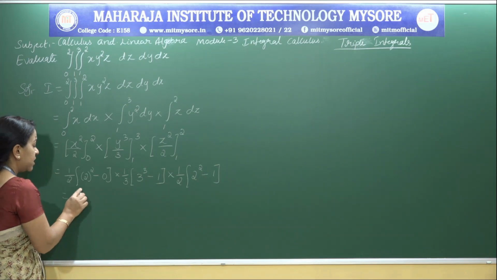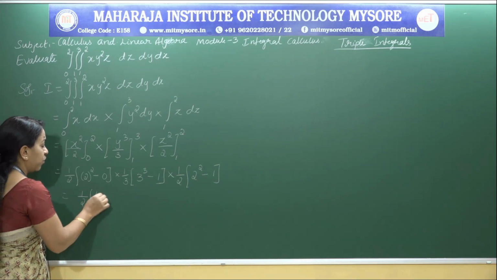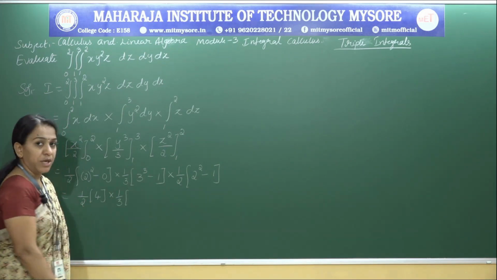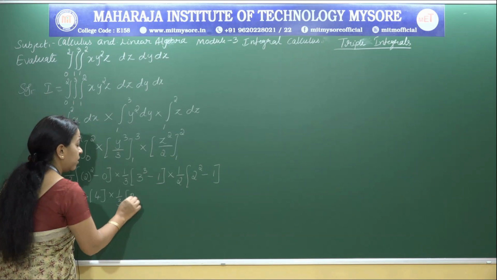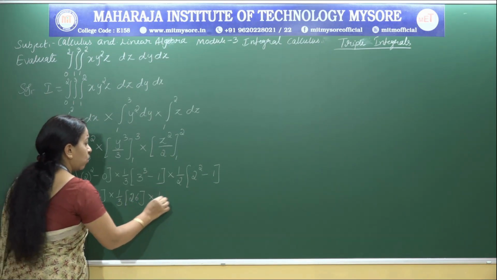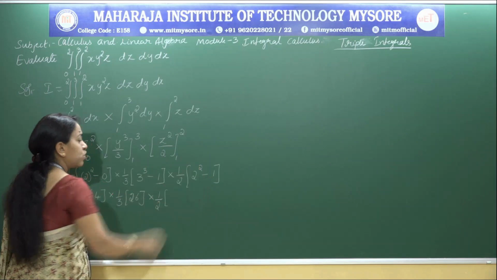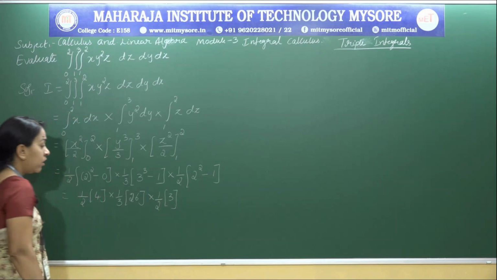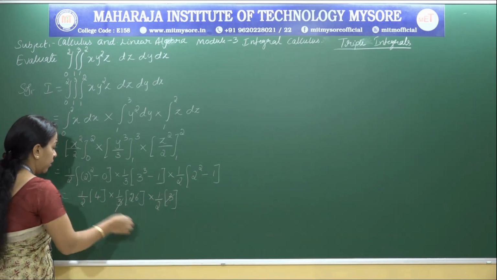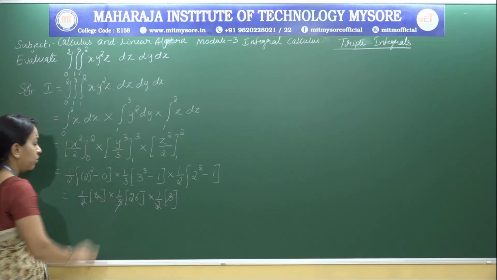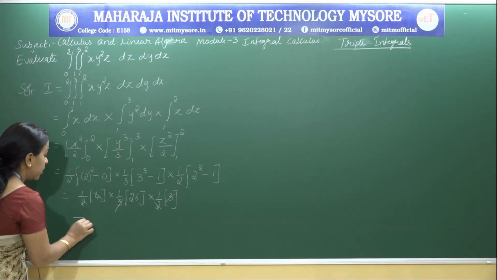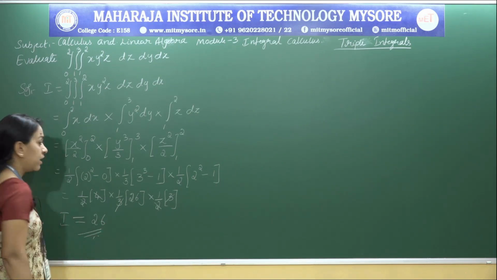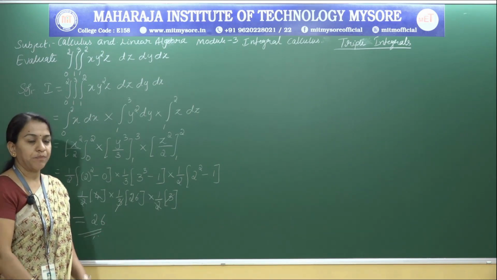Now if I simplify this, we have 1 by 2 times 4, into 1 by 3 into 3 cube is 27; 27 minus 1 is 26, into 1 by 2 into 2 square is 4; 4 minus 1 is 3. So I can cancel 3, and also the 2 into 2 is 4 and the numerator value 4 gets cancelled. So the value of the given triple integral is 26.